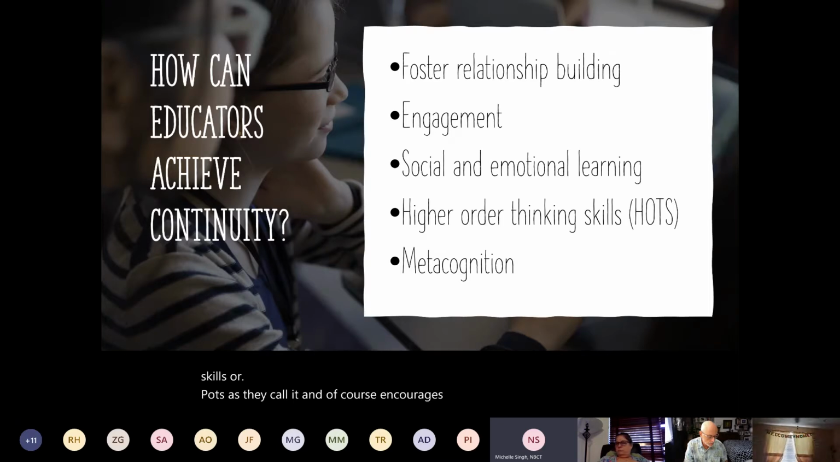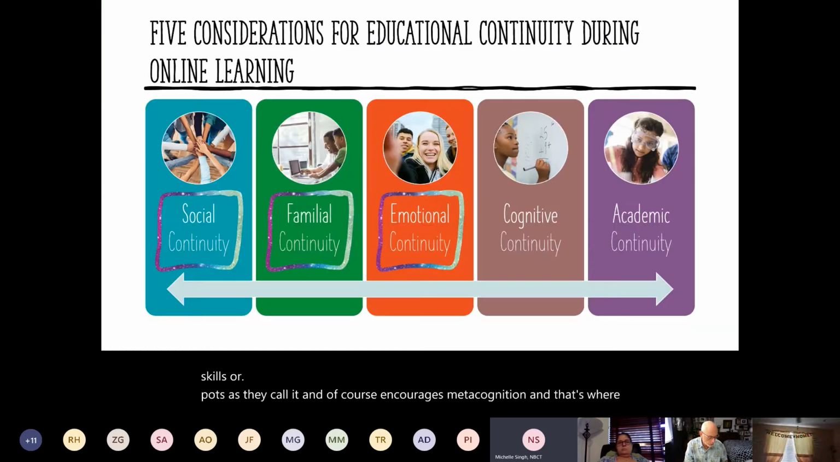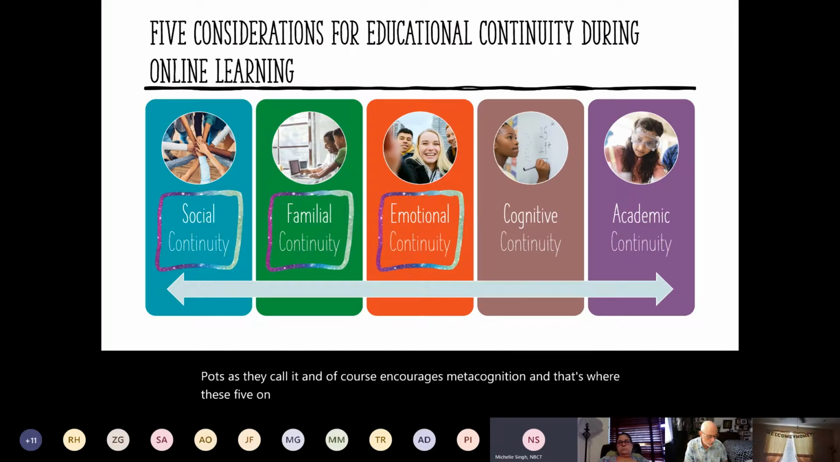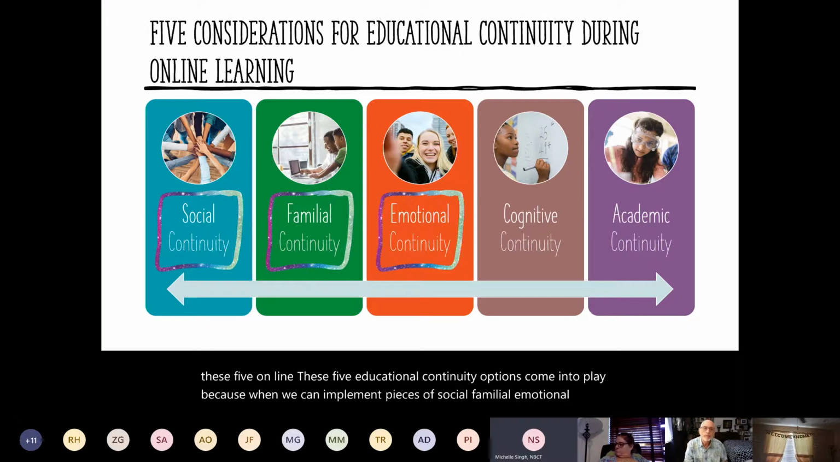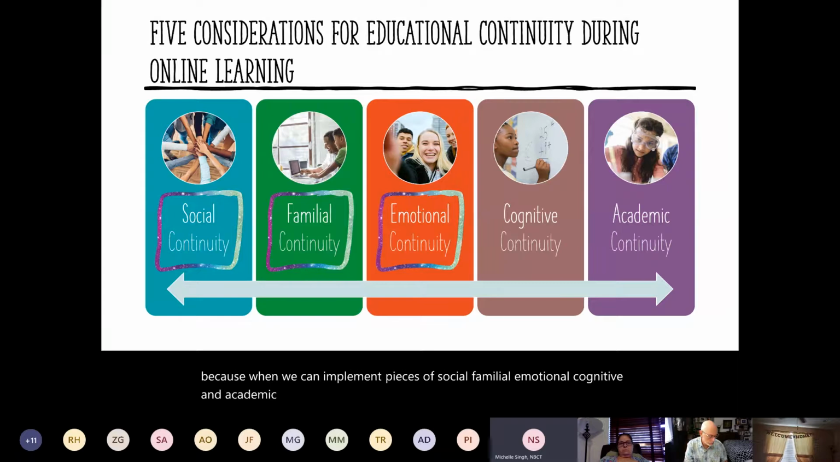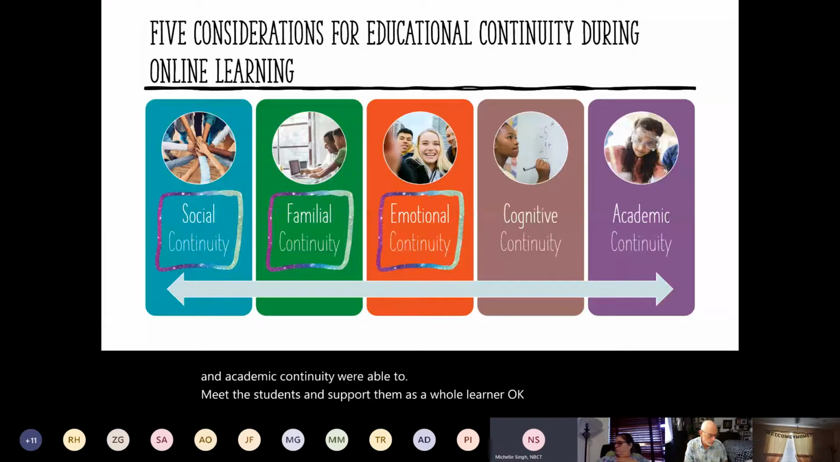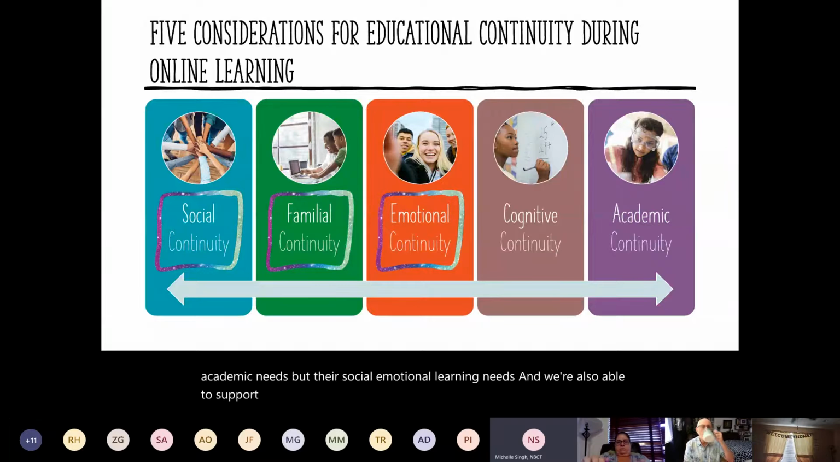And that's where these five educational continuity options come into play, because when we can implement pieces of social, familial, emotional, cognitive, and academic continuity, we're able to meet the students and support them as a whole learner, not just their academic needs, but their social emotional learning needs. We're also able to support the families as they help their children during distance learning.